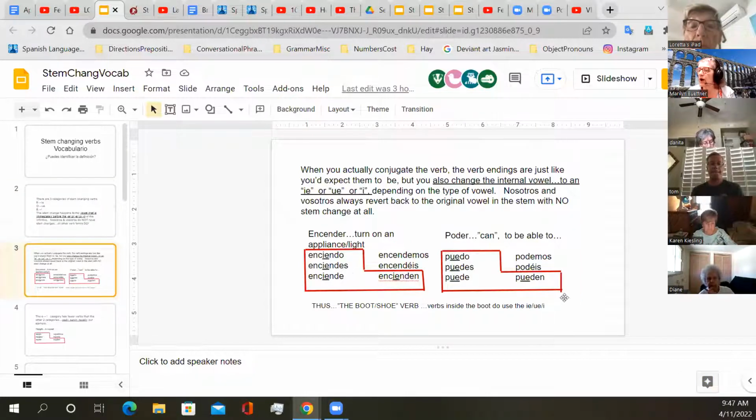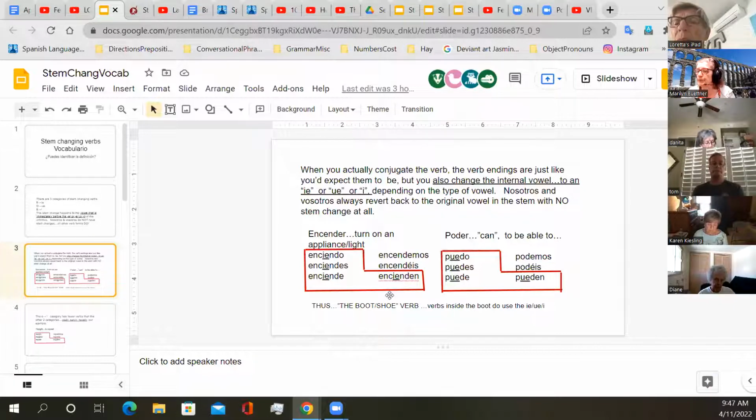The reason we sometimes call these boot verbs or shoe verbs is that when you look at the pattern that gets the stem change, it forms a boot or a shoe. So sometimes people will refer to these as boot verbs or shoe verbs. That's why: the change you see happens in these forms and they form a shoe or a boot.